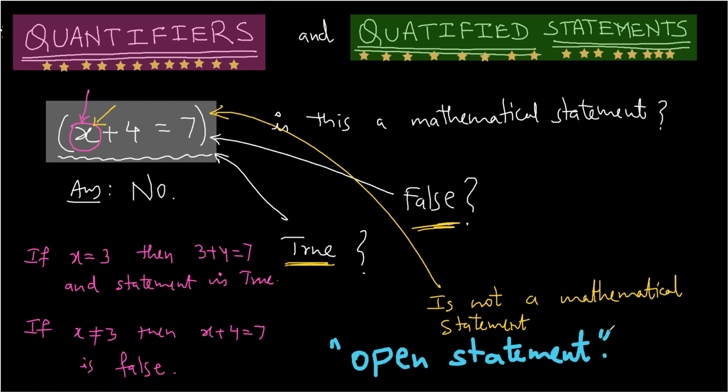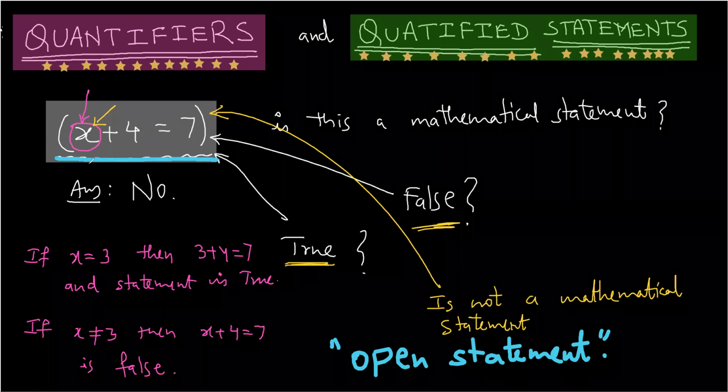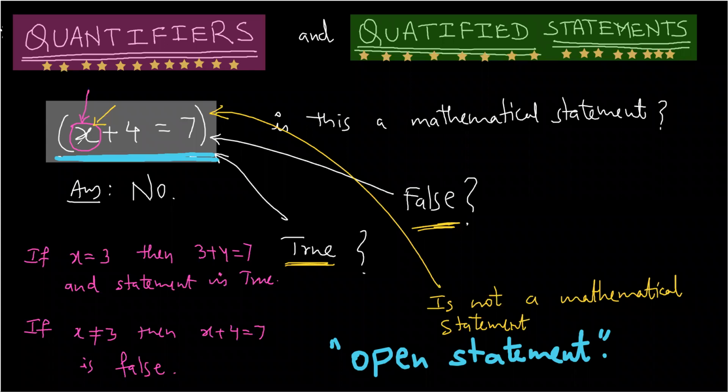Why do we call this an open statement? Because it can be true or it can be false. It can be either of them. If x is 3, then it is true. If x is not 3, then it is false. Since it is open-ended, since it can be true and it can be false, it is an open statement. I hope you have followed this much. I just taught you what an open statement is.